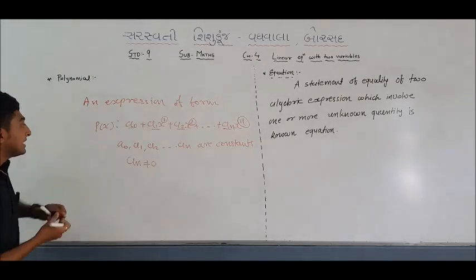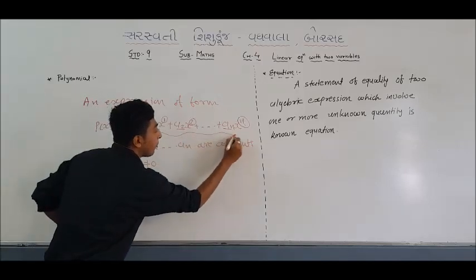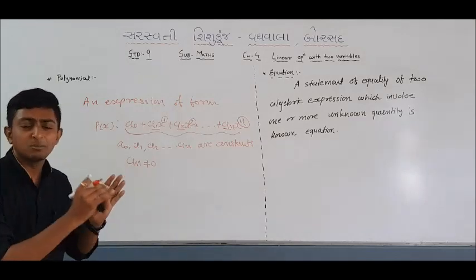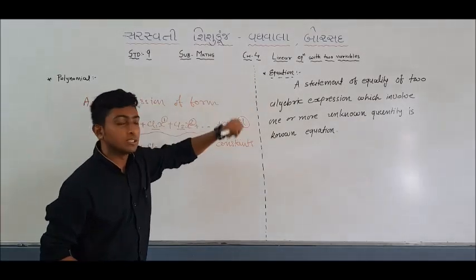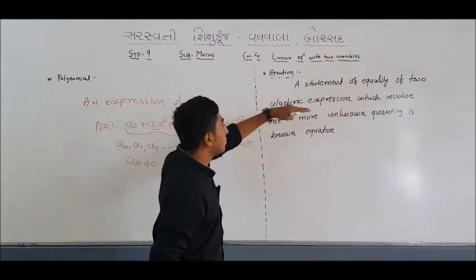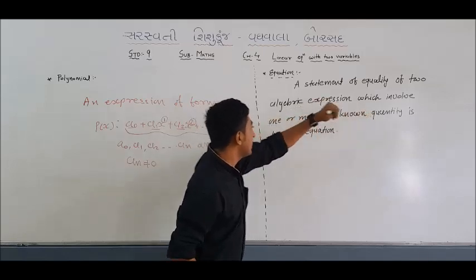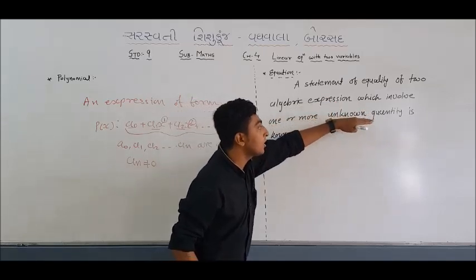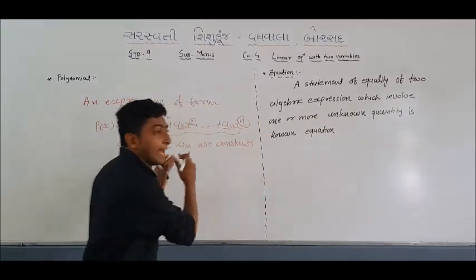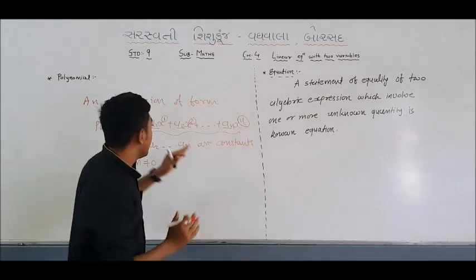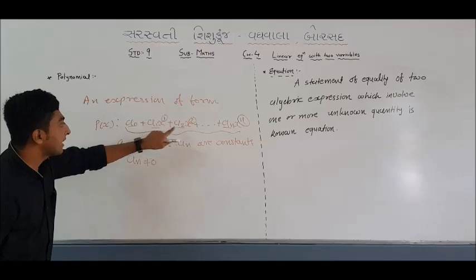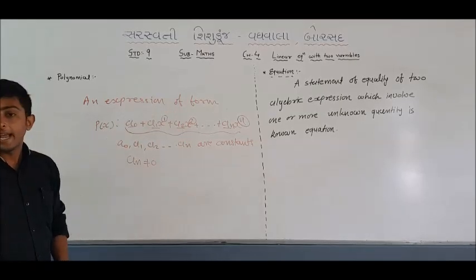What is an equation? These are called expressions. A polynomial can always be written as an expression. Now, what is an equation? An equation is a statement of equality of two algebraic expressions which involves one or more unknown quantities. Friends, equation and expression are different terms. In an expression, you just see p of x = a0 + a1x + a2x² up to anxⁿ.